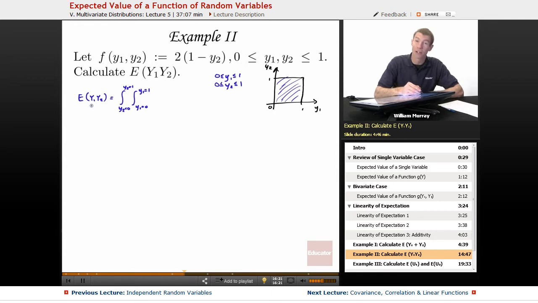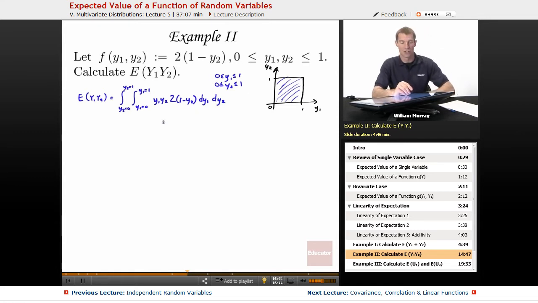And now, the function that I'm trying to find the expected value of is y1 y2. So I'll multiply y1 y2 in there, and then I'll put in the density function that we're given, which is 2 times 1 minus y2. And now the way I've got it set up, my first integral is dy1, and my outside integral is dy2.